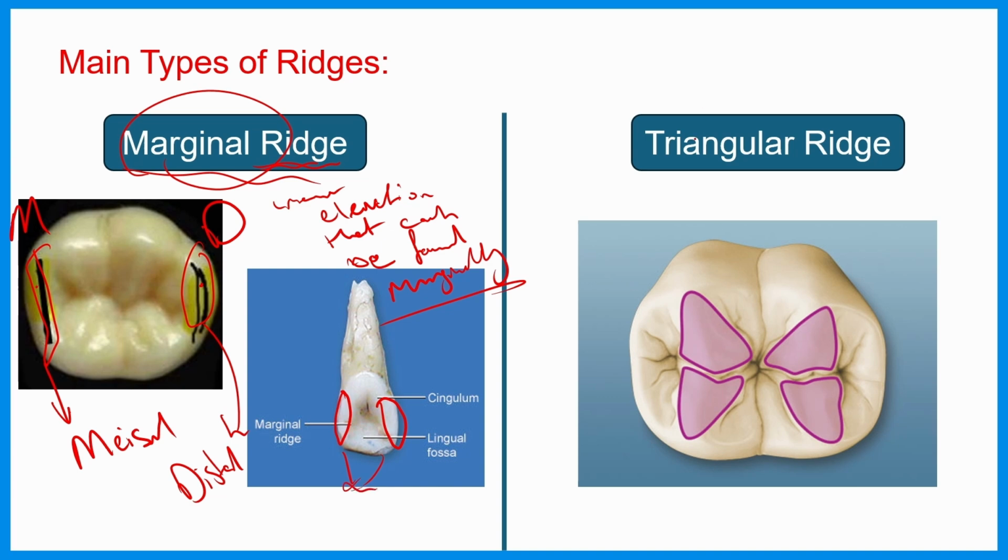Now the triangular ridge. I talked about it before, but I'm going into more detail now. This is a cusp tip. It's a linear elevation that goes from the cusp tip all the way to the central part of the tooth. It's called a triangular ridge because the slopes represent some sort of a triangle. This looks like a triangle, and this looks like a triangle. That's the main reason why it's called a triangular ridge.